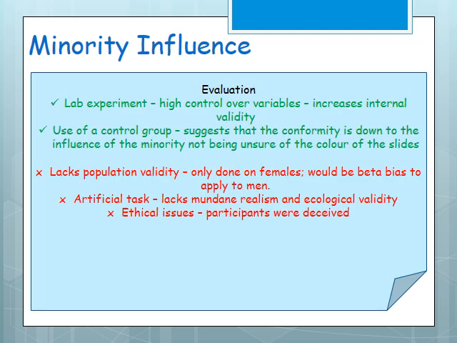So, lab experiment, high control over external variables, increases internal validity. The use of a control group suggests that conformity was down to the minority, not the slides being ambiguous or them being unsure of the colour of the slides. It lacks population validity, only done on females. It would be beta biased to apply it only to men. There may be biological or gender differences between the rates of conformity.